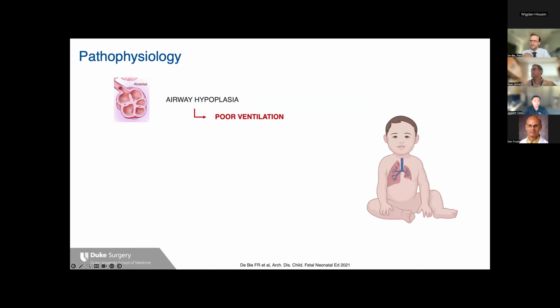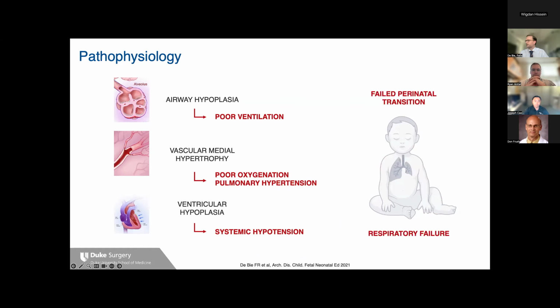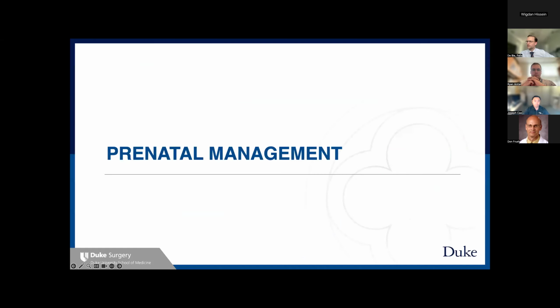Clinically, this translates into poor ventilation at birth due to the airway hypoplasia. The stiff pulmonary vasculature leads to poor oxygenation and pulmonary hypertension, and the heart failure leads to systemic hypotension. That leads to failed perinatal transition as well as respiratory failure after birth, and to death in more than 30% of infants.